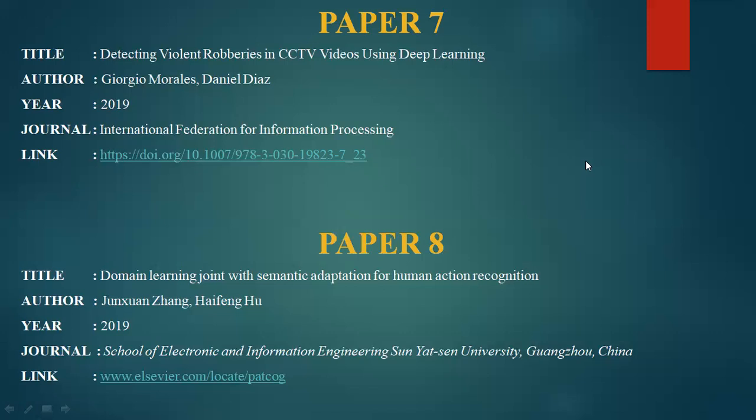Now coming to paper 8. The title is Domain Learning joined with Semantic Adaptation for Human Action Recognition. The author names are Junjie Zhang and Haifeng Hu. It was published in 2019. The affiliation is the School of Electronic and Information Engineering, Sun Yat-sen University, Guangzhou, China.